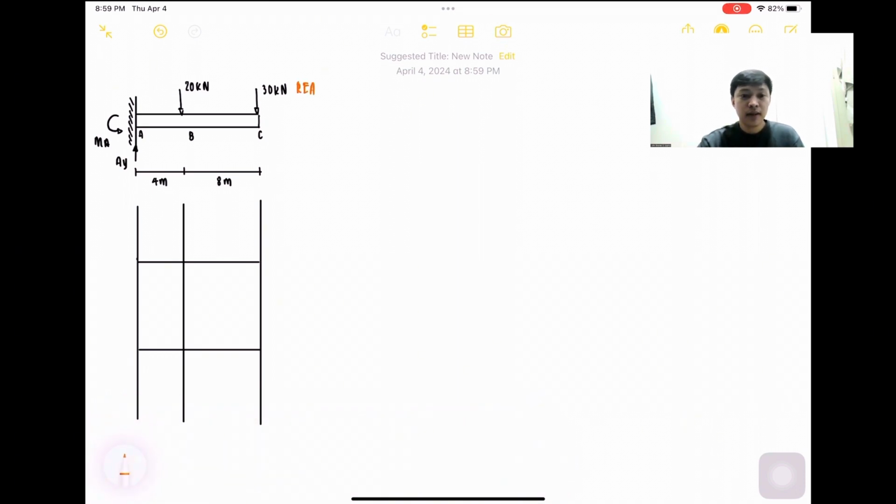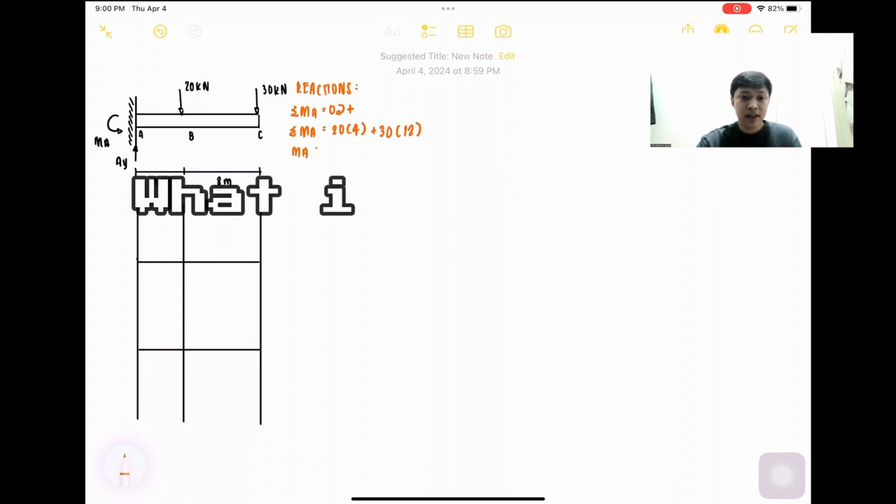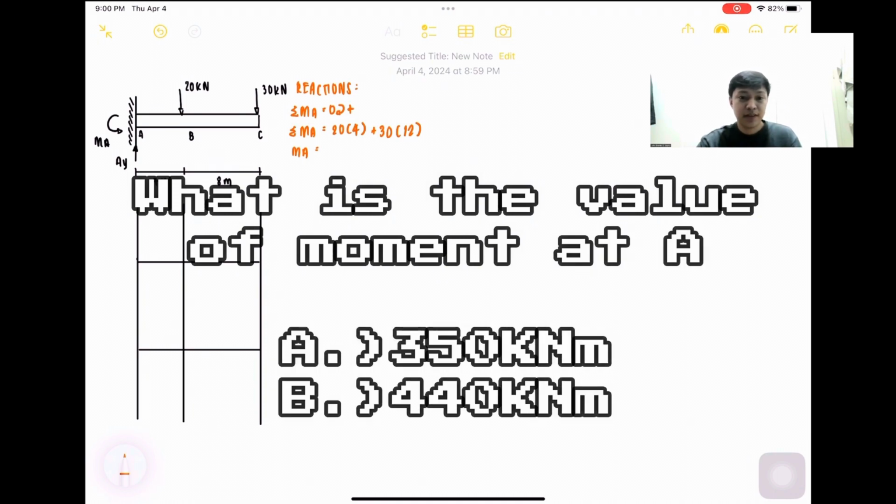First, we need to calculate the moment at A of the beam and the reaction at segment AY. So let us proceed in getting the value of moment at A. Summation of moment at A is equals to 20 multiplied by 4 plus, and positive siya kasi it moves clockwise to point A, then 30 multiplied by 12, and you will get the value of moment at A. Now, what is the value of moment at A? A. 350 kN meter. B. 440 kN meter. The answer is B, which is 440 kN meter.